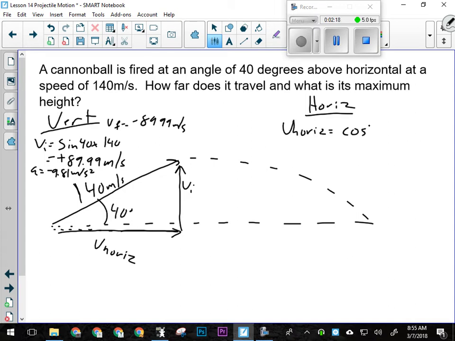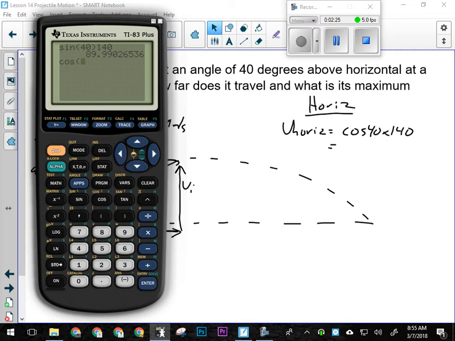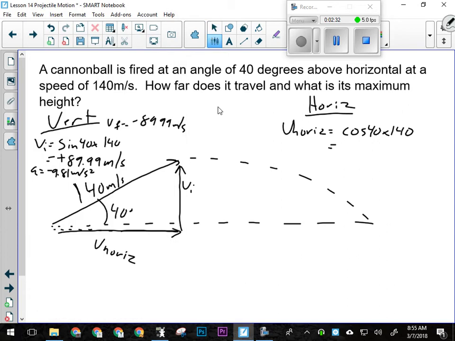Okay, horizontally, we can calculate V horizontal. It'll be the cos of 40 times 140. Okay, so 107.246 meters per second. All right, I am looking for first the horizontal distance, then I'll look for the maximum height after that. So in order to get the horizontal distance, I need time.